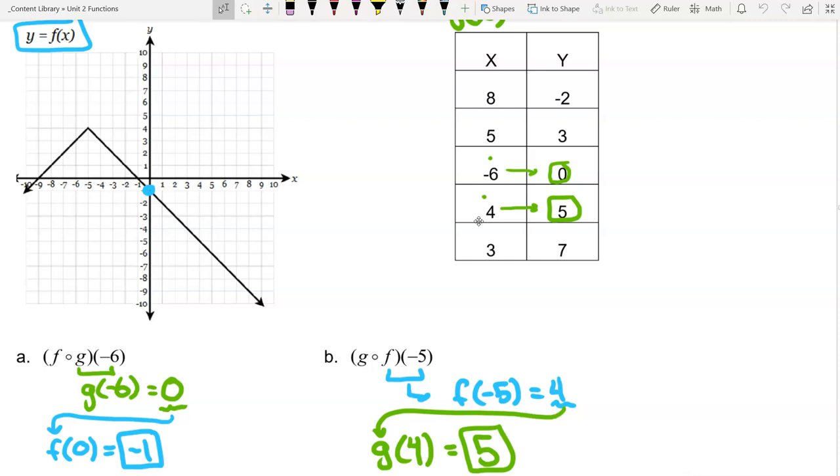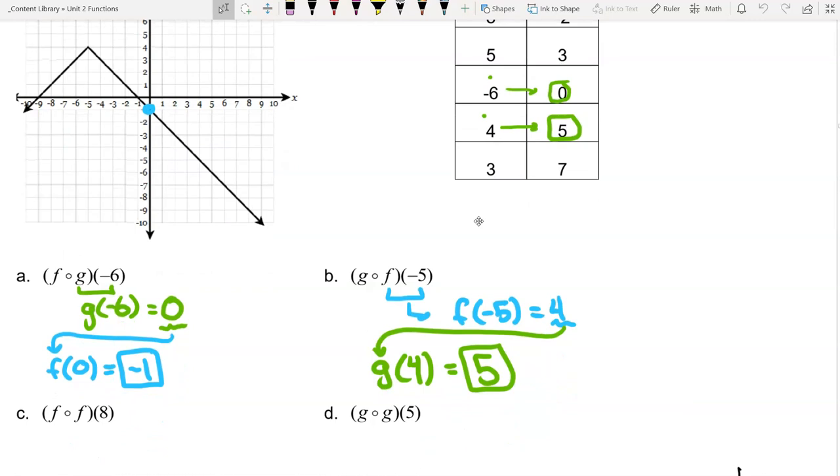All right. So I'm going to put C and D down there, but I want you to try them out. So pause this, give it a gander. You're just using the same function twice, okay?